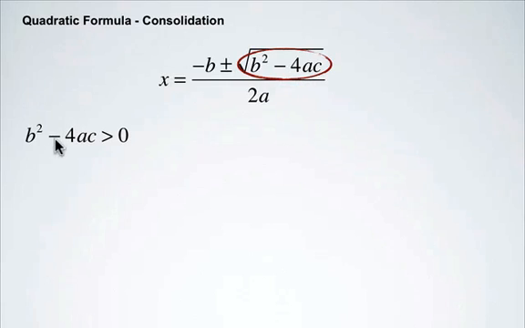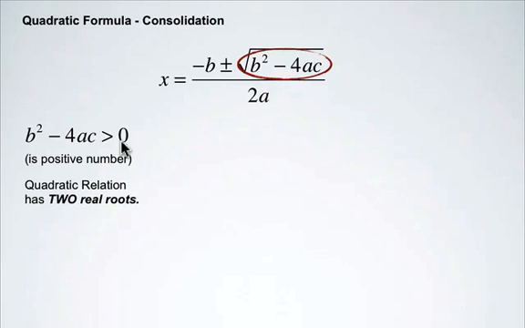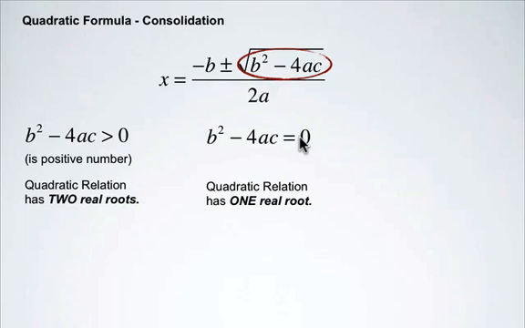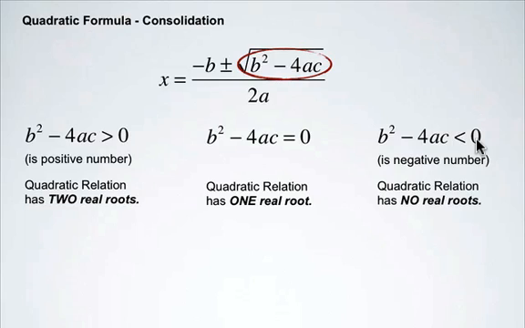If b squared minus 4ac is bigger than 0, or is a positive number, then the quadratic relation has two real roots. If b squared minus 4ac is equal to 0, the quadratic relation has one real root. Lastly, if b squared minus 4ac is smaller than 0, or is a negative number, the quadratic relation has no real roots.